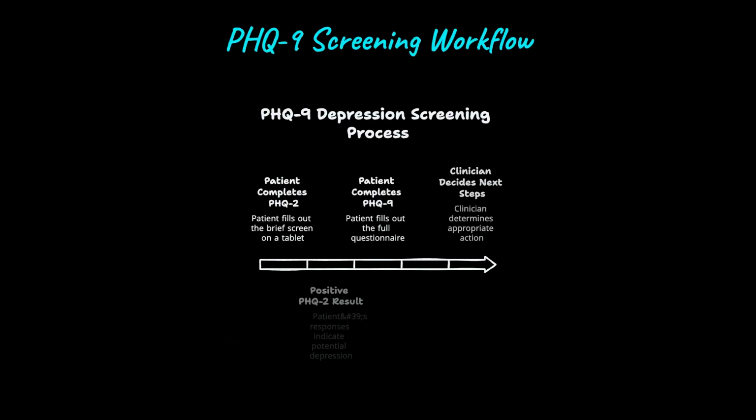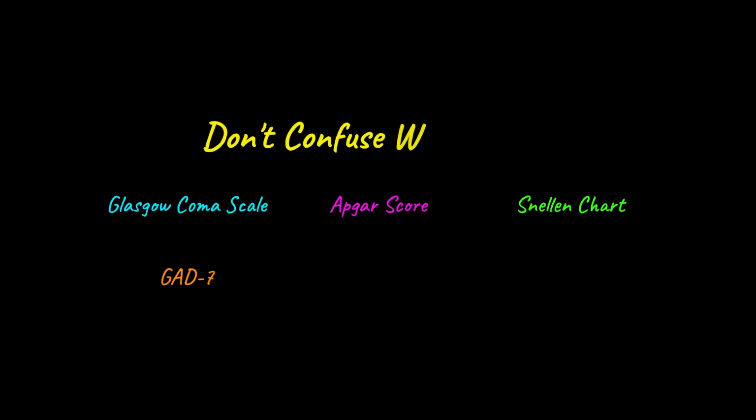In practice, the PHQ-2 is given at intake and a positive result prompts the full PHQ-9. The patient completes it, a score is calculated, and the clinician reviews that score in context to decide on further evaluation, treatment, or referral, with repeat scores tracking progress over time.